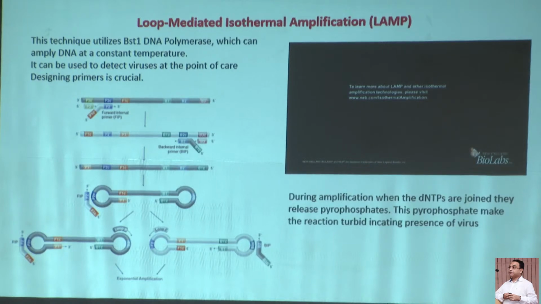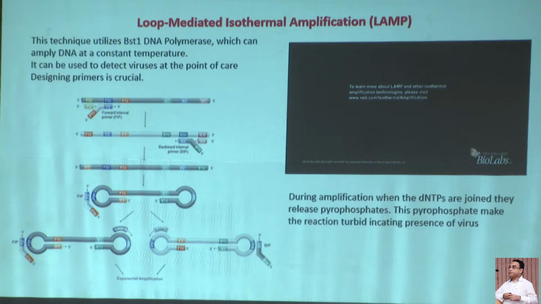And during the amplification, you know that dNTP molecules join at the 3' OH group, and from the 5' phosphate group they are released as a pyrophosphate. And that pyrophosphate is deposited in the tube and makes the solution turbid. And just by looking at that, you can tell whether virus is there or not.